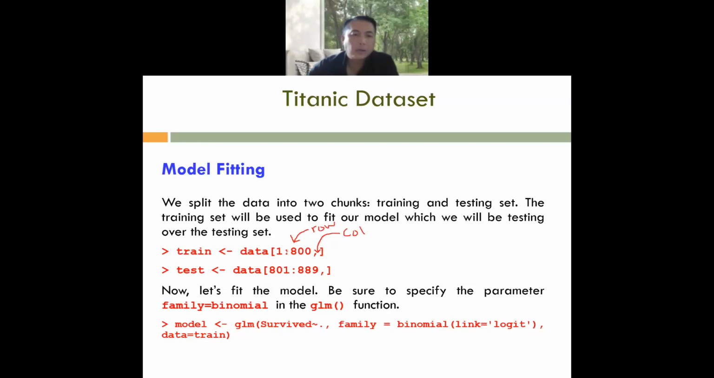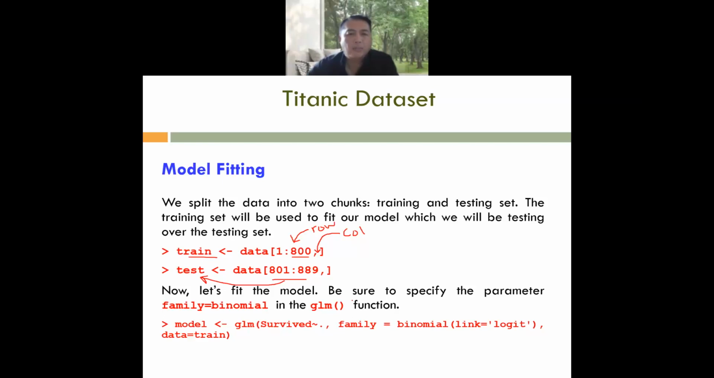So I'm taking row 1 up to 800 to store in the train, and then row 801 up to 889 to be in my test. So I only have 89 data to be tested. Okay. So if the column is empty, meaning that I will take all the columns. Okay. So this one I specify row 1 up to 800.